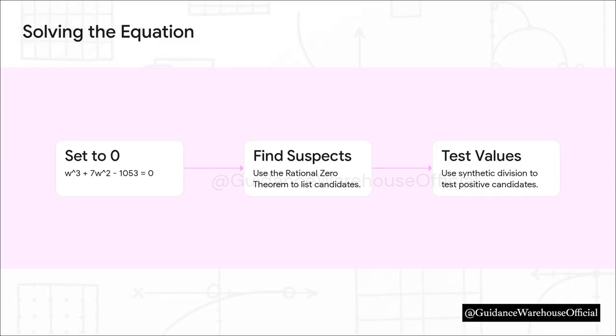Let's crack this thing step by step. Step 1, set it to 0 and multiply everything by 3 to clear out those annoying fractions. That gives us a clean w cubed plus 7w squared minus 1053 equals 0. Step 2, we use our Rational Zero Theorem to build our suspect list from the factors of 1053. Now, think about it. A cake pan can't possibly have a negative width, right? So Descartes' Rule of Signs basically gives us permission to only bother checking the positive numbers. Step 3, we test our suspects, numbers like 1, 3, and eventually 9, using synthetic division.